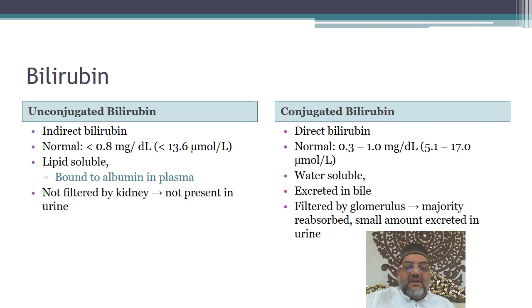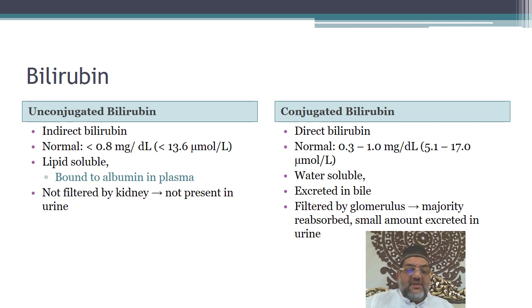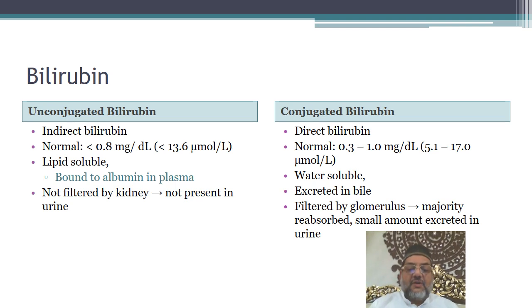So unconjugated bilirubin, also known as indirect bilirubin, is less than 0.1 milligram per deciliter. It is bound to albumin in plasma. It cannot be filtered because it is not water soluble.